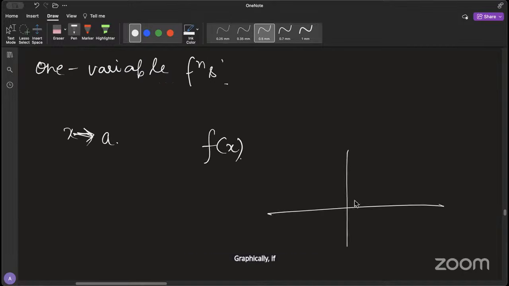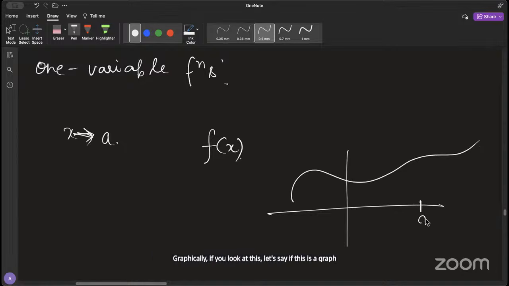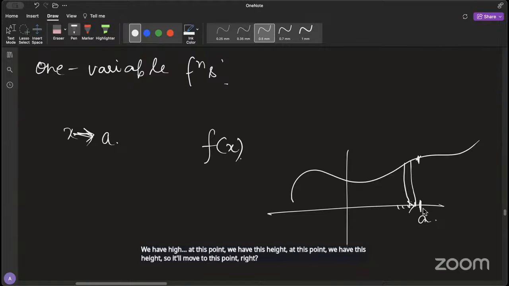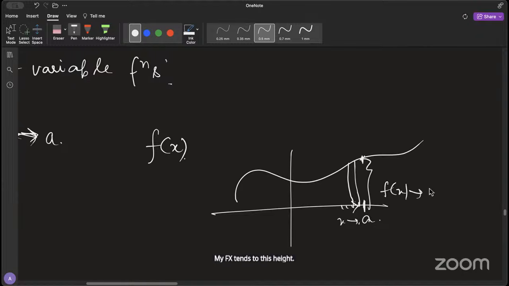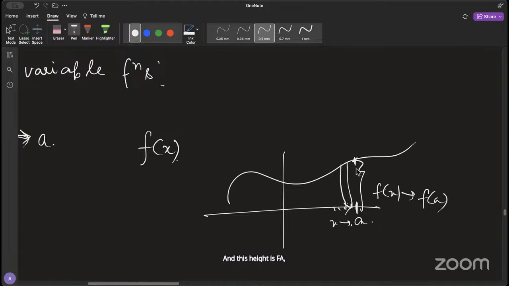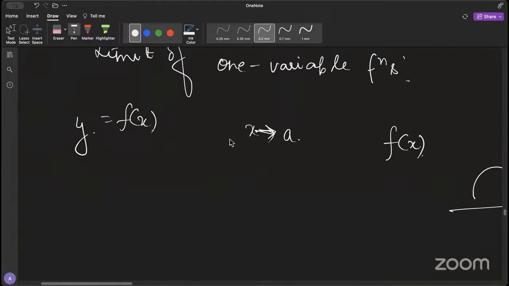Graphically, if you look at this, let's say this is a graph and this is point A. Now, if I say x keeps coming closer to this point A, then my graph, where does it move? At this point, we have this height. At this point, we have this height. So it will move to this point, right? So as x tends to A, my f(x) tends to this height. And this height is f(a), as per the graph. So let's define limits first.